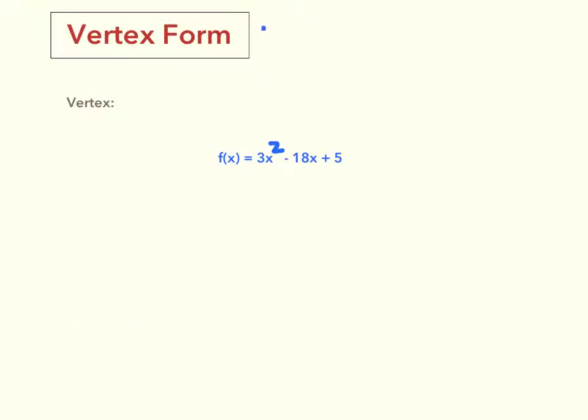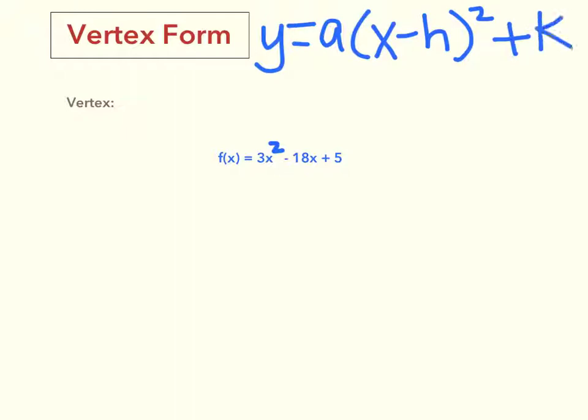Now vertex form, which we're starting to look at again, and we saw a lot during the parent functions unit, has the h and the k. So we've got y equals a, and then in parentheses x minus h squared plus k. And the vertex is always our h and k. And remember, you change the sign of your h and you keep the sign of your k. And this tells us how we move left or right, and this tells us how we moved up or down from the original parent function. In order to change to vertex form from standard form, you've got to complete the square.